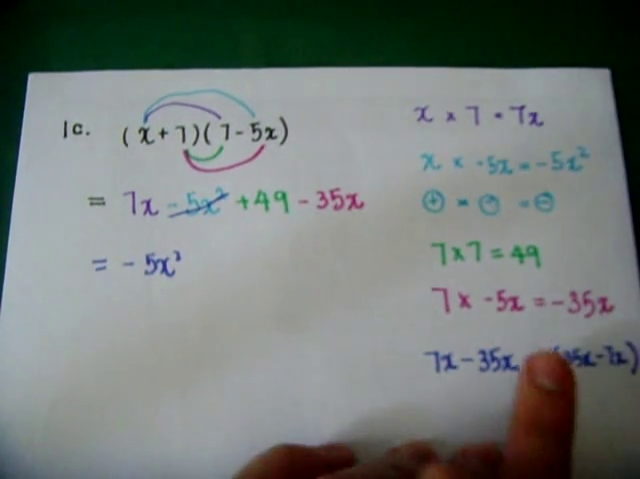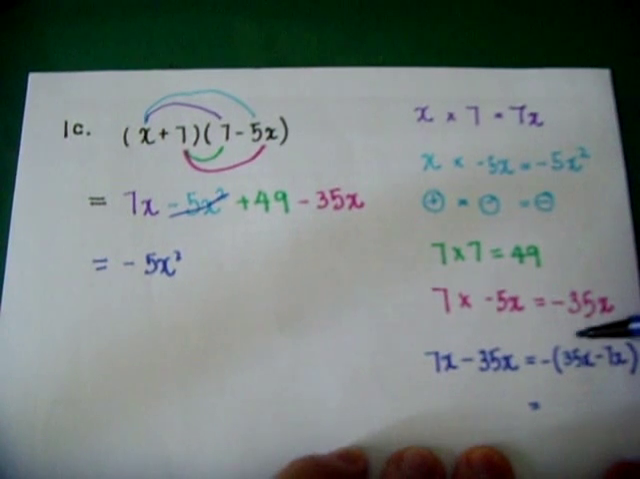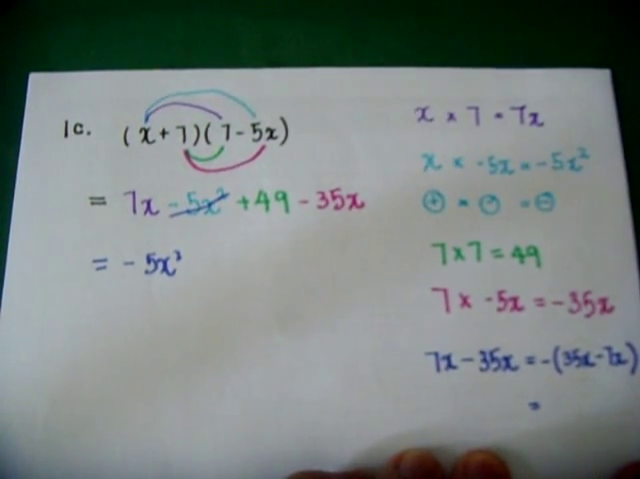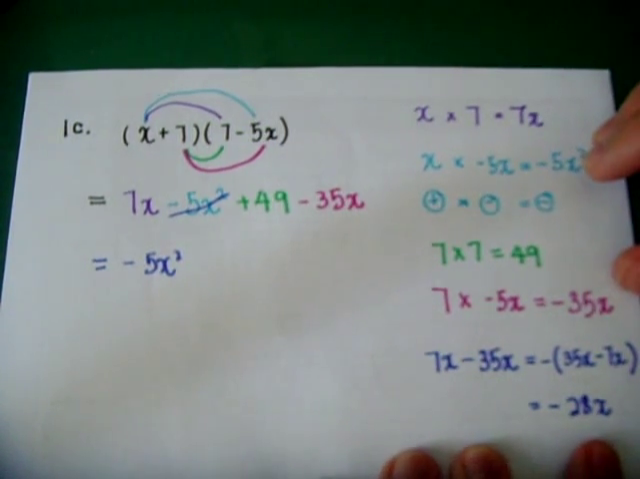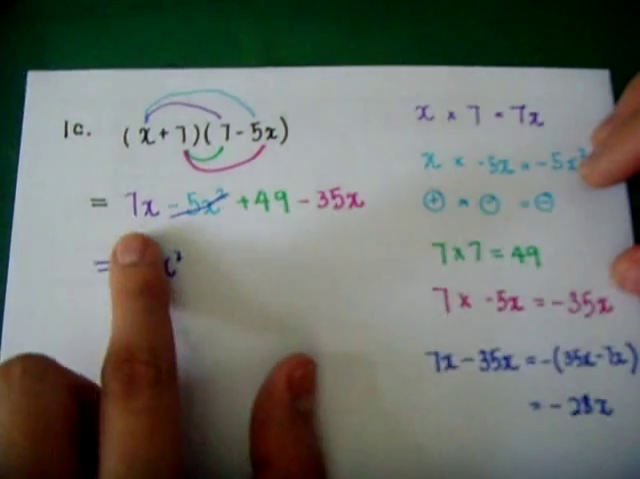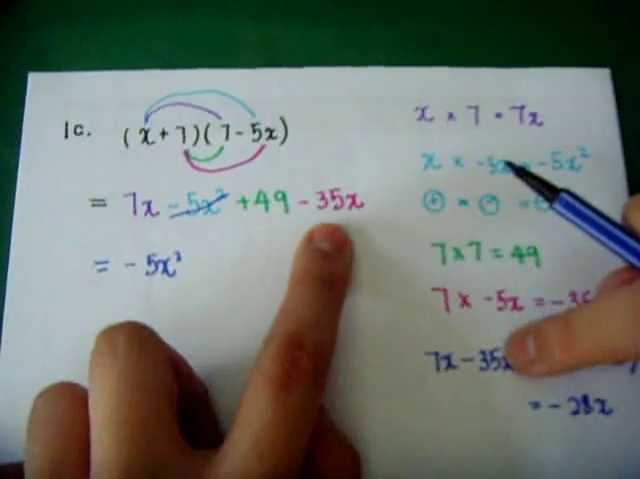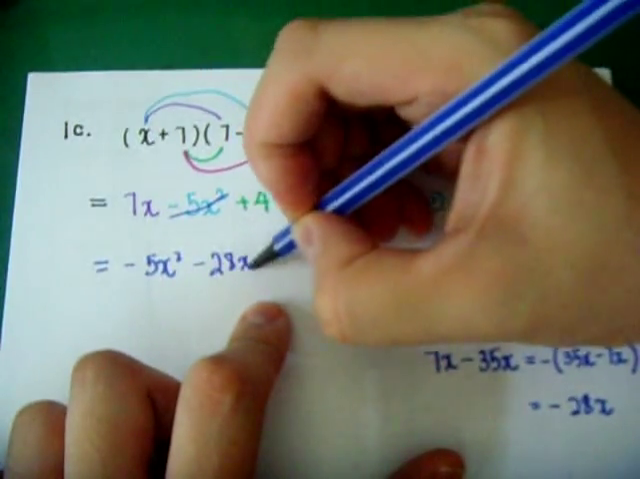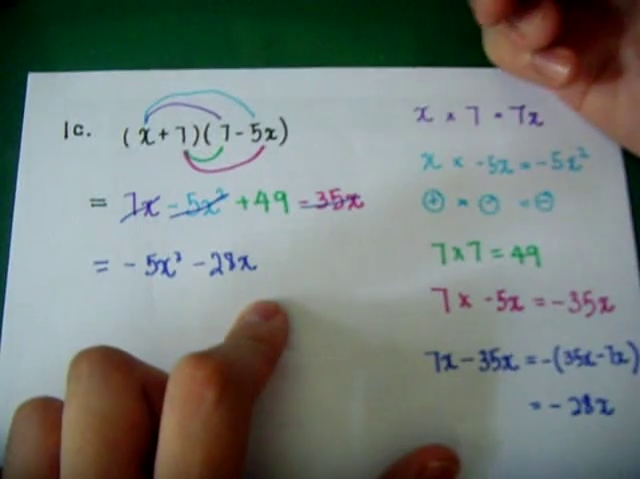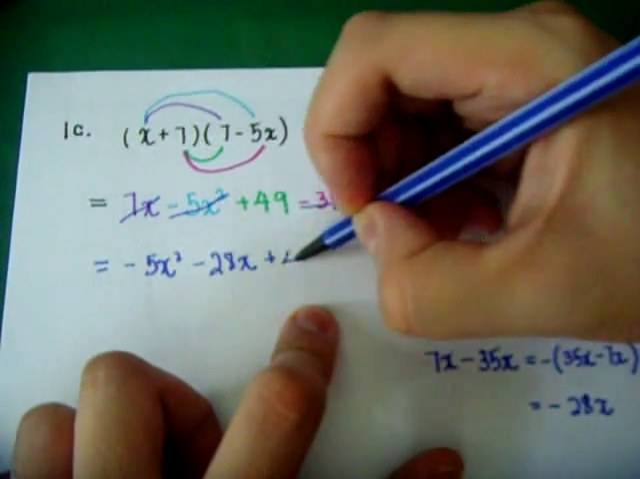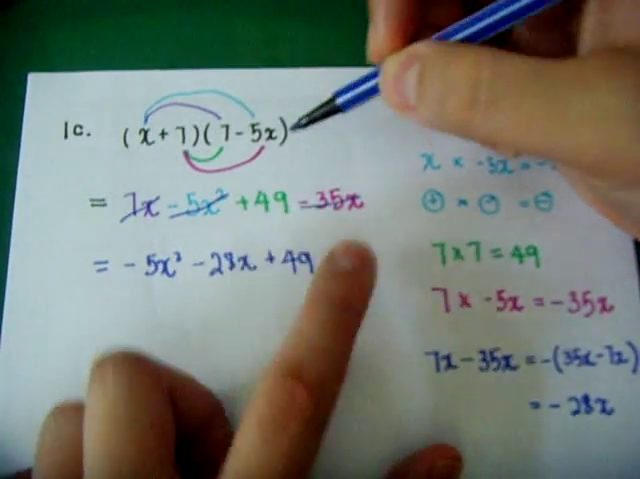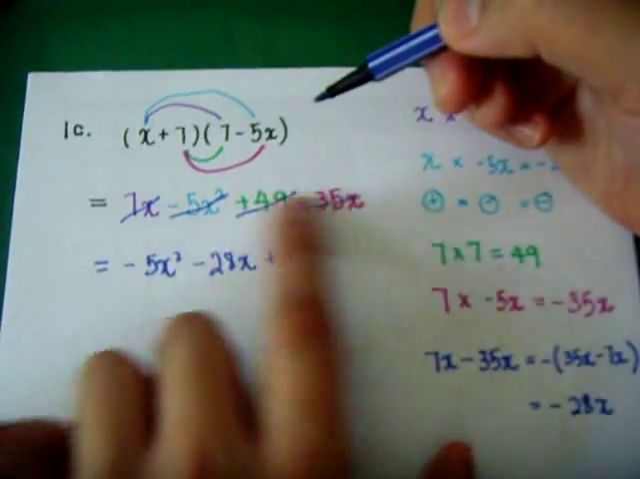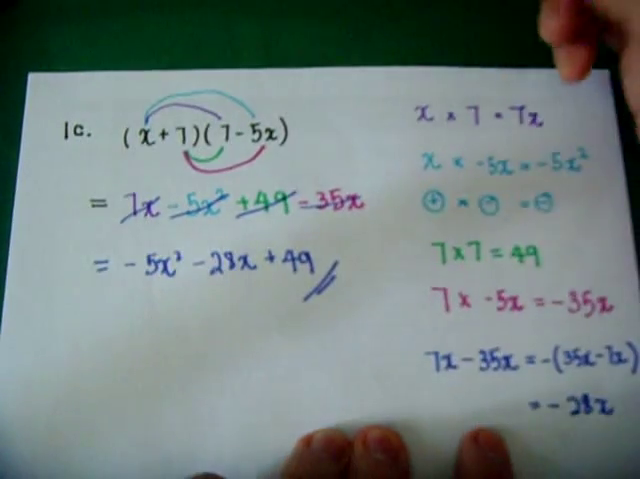So what is 35 minus 7? 35 minus 7 is 28. Use your calculator to check. So this minus we must include, and 35 minus 7 will give me 28x. So I have evaluated 7x minus 35x will give me negative 28x. Negative 28x right here, and this one cancel. Finally, plus 49. No other friends, so I just copy it down and I cancel out. Any more? No more. This is my final answer.